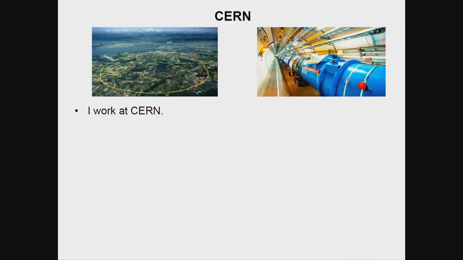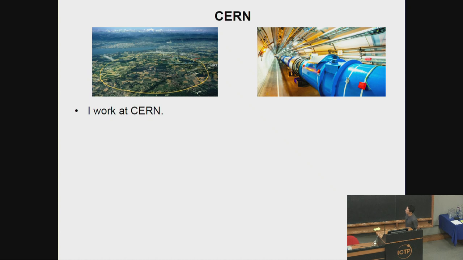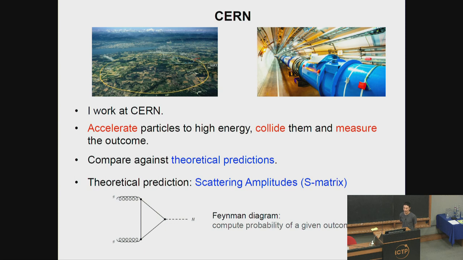Let's start by mentioning my affiliation. I'm at CERN. As you probably know, CERN is a big experimental facility at the border of Switzerland and France. What they do here is accelerate particles to very, very high energy, collide or smash them, and measure the outcome. Why do they do this? They want to compare the outcomes of the experiments against theoretical predictions.